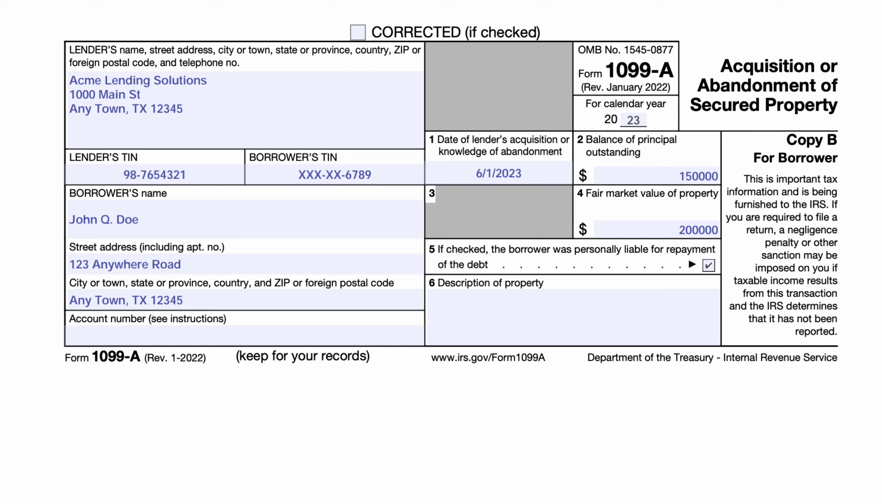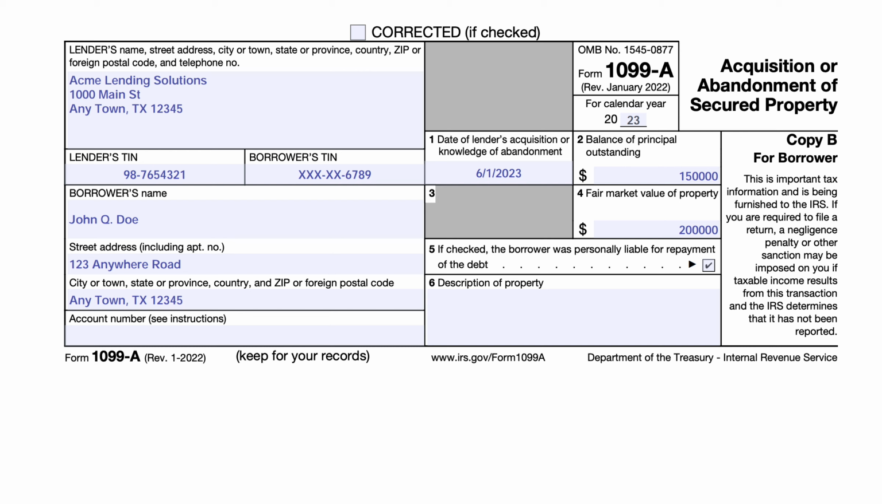For example, a mortgage that's secured by a primary residence, perhaps a car that's been repossessed, things of that nature where the lender actually acquires the underlying security that is the collateral for the loan.